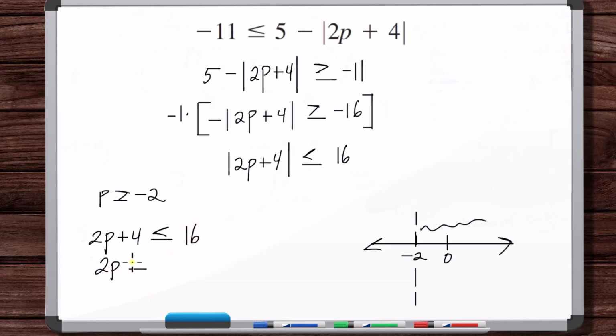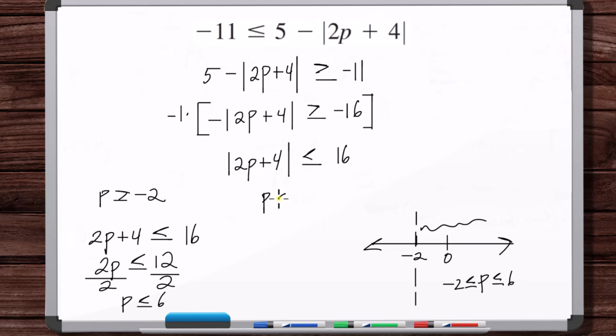Okay, let's subtract 4 from both sides. Now let's divide both sides by 2. So p is less than or equal to 6. Where do these overlap? p is greater than or equal to minus 2, but less than or equal to 6. So that's going to be p is less than or equal to 6, greater than or equal to minus 2.